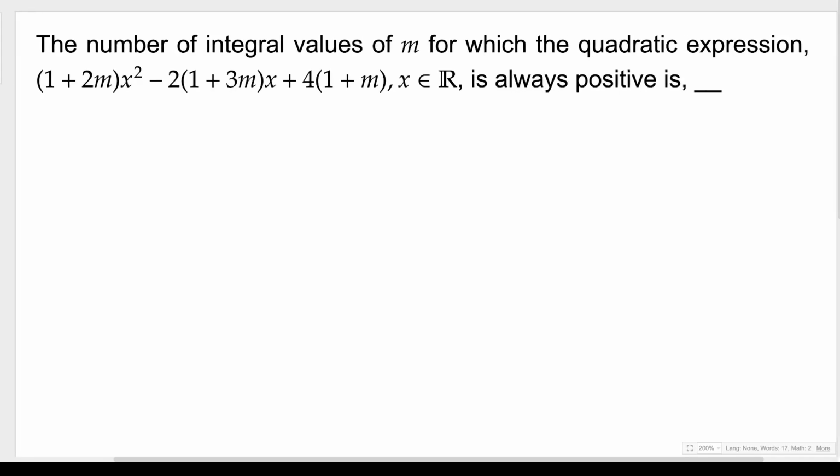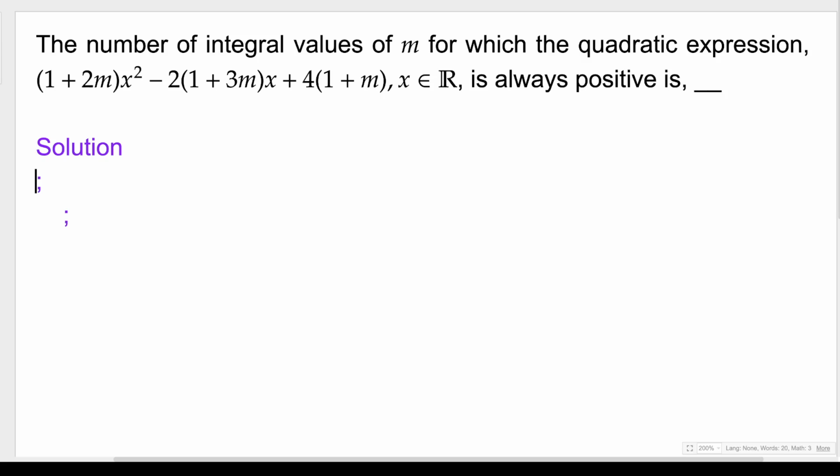Consider the problem statement here. The number of integral values for the variable m, for which the quadratic expression (1 + 2m)x² − 2(1 + 3m)x + 4(1 + m), where x belongs to the set of real numbers, is always positive. We need to find the number of integral values for m. Now let us proceed towards the solution.